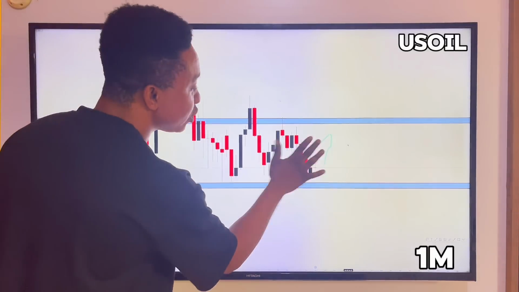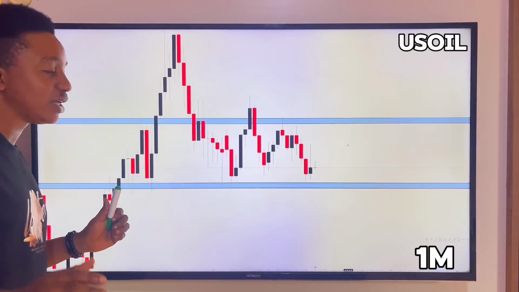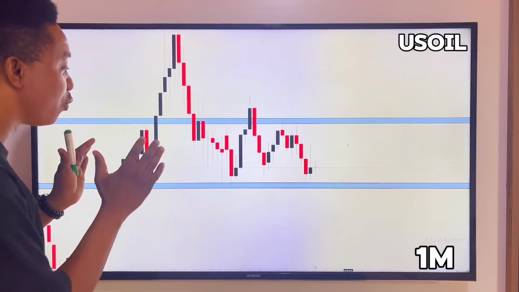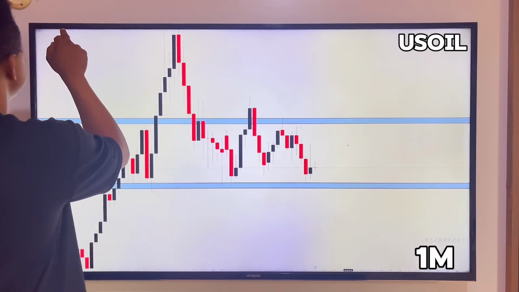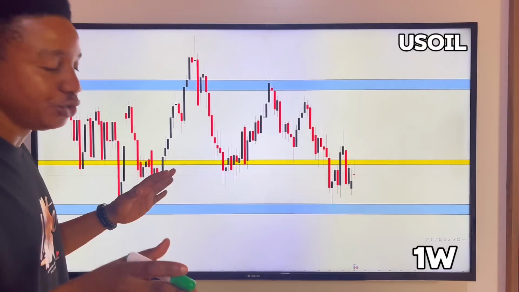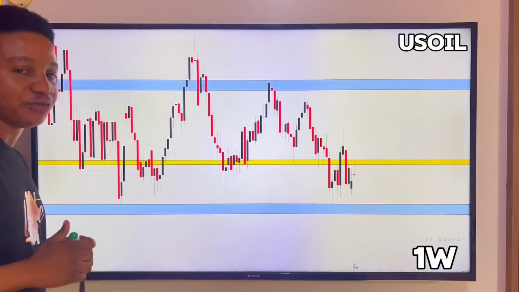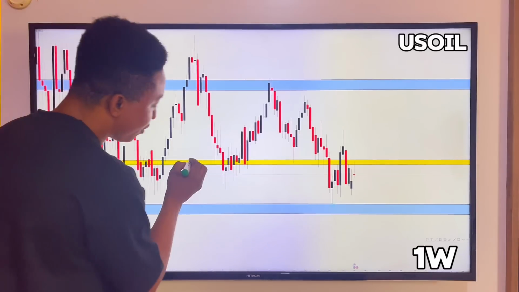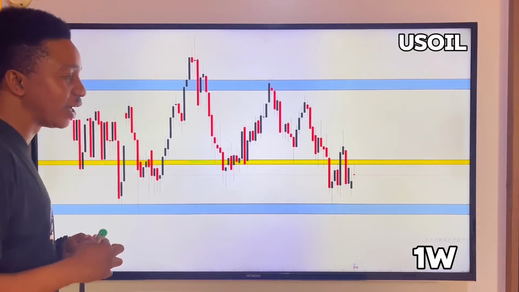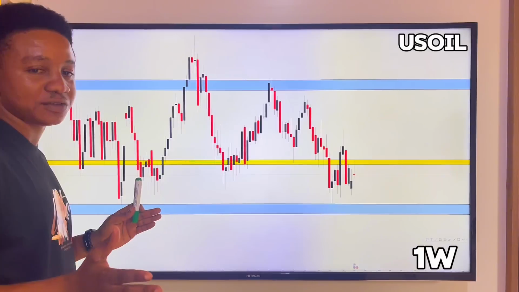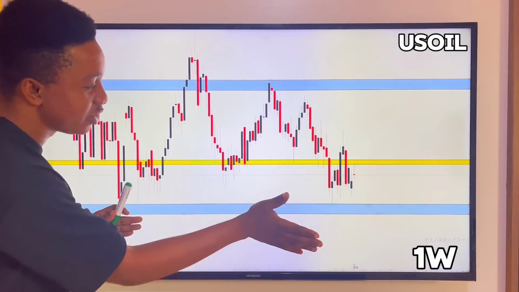All right, so US oil, let's take it all the way to the weekly time frame and continue with our technical analysis. Alright, so this is US oil on the weekly time frame. Let's take our time and explain the weekly very quick. Now on the weekly, we have our weekly mid-range zone over here. What else do we see on the weekly time in terms of structure? Price is moving to the downside.